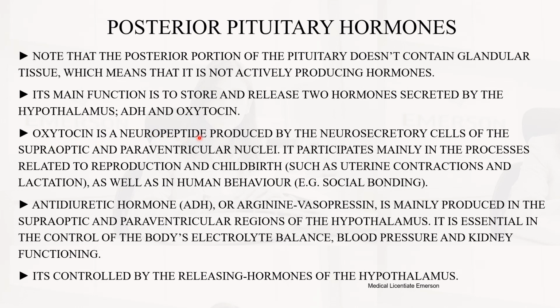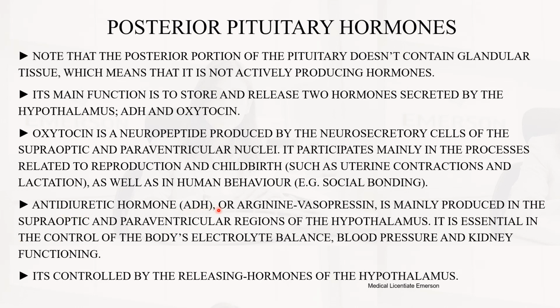So oxytocin is a neuropeptide produced by the neurosecretory cells of the supraoptic and paraventricular nuclei. It participates mainly in processes related to reproduction and childbirth, such as uterine contraction and lactation, as well as in human behavior, such as social bonding. Remember, we said oxytocin is also known as the love hormone.